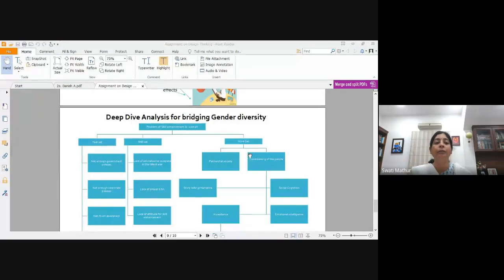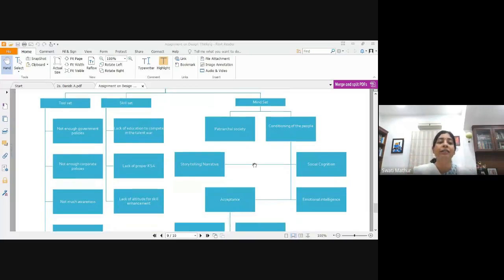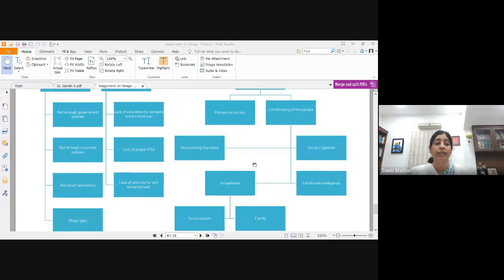In this deep dive, I've done a deep dive analysis for gender diversity, and we have seen that there are three sets which we are looking at. One is the tool set, the other one is the skill set, and the third one is the mindset. The tool set consists of external factors like your government policies, your corporate policies, and your awareness. Not much awareness is created. All this is there.